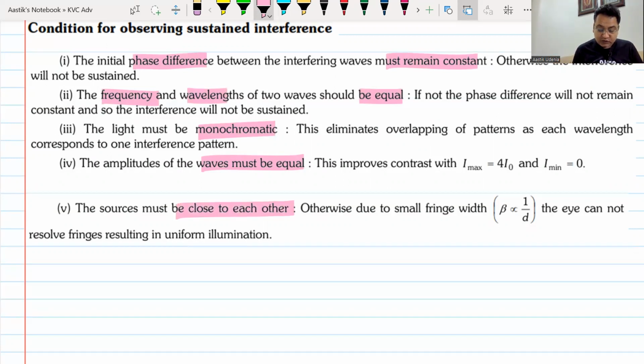The sources must be close to each other. If the sources are too far, fringe width becomes very small. If the fringe width becomes very small, our eyes will not be able to see the fringes. Do we understand this? Yes, sir. But if the fringe width becomes very large also, then the intensity will decrease. So it should not be very small, it should not be very large. It should be somewhere, a good size. Do we understand this? Yes, sir. I'll give you a minute to note this down if you want to.